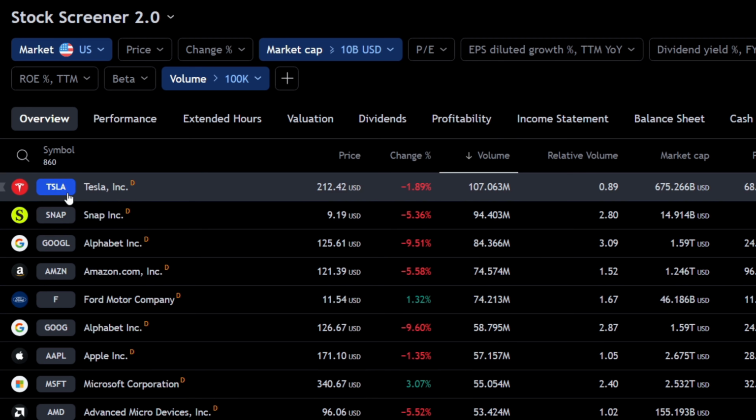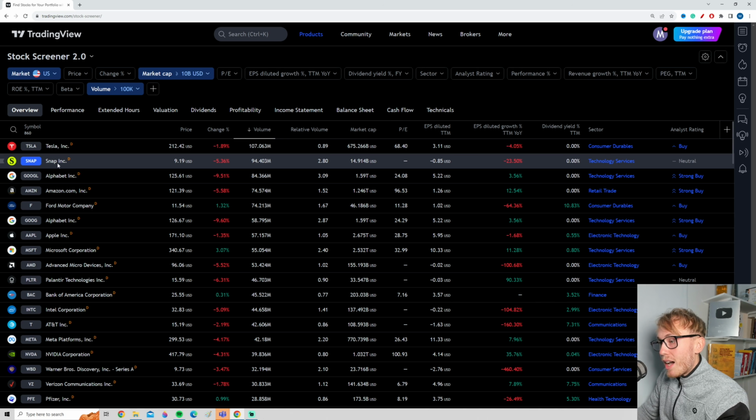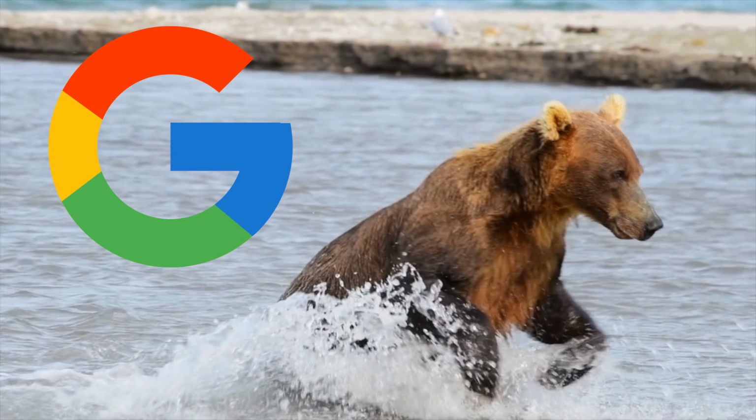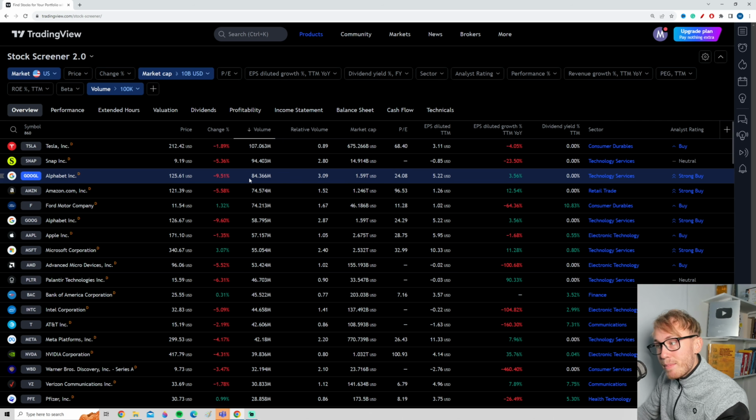And as you can see, no surprise, we have Tesla in the top with more than 100 million stocks traded. We also have Snapchat, which had a pretty significant move, minus 5% and with 94 million. And you know, Google had a crazy day yesterday with minus 10% and 84 million stocks traded. So you can use the volume filter in order to find which stocks are in the spotlight right now, which stocks many traders are paying attention to. This is a great filter.